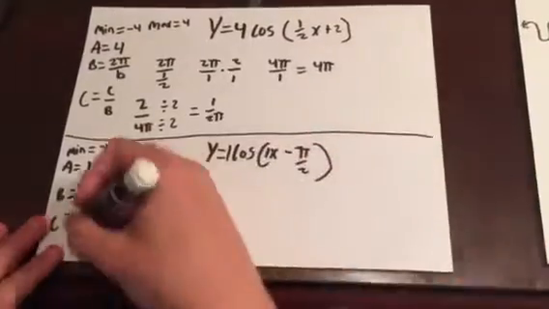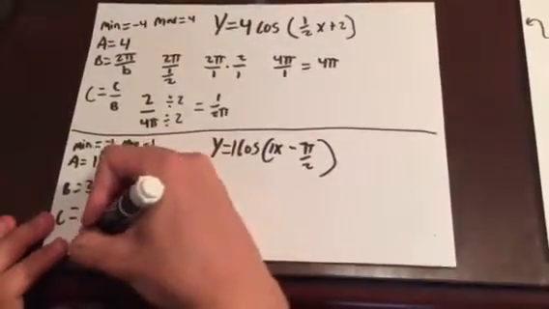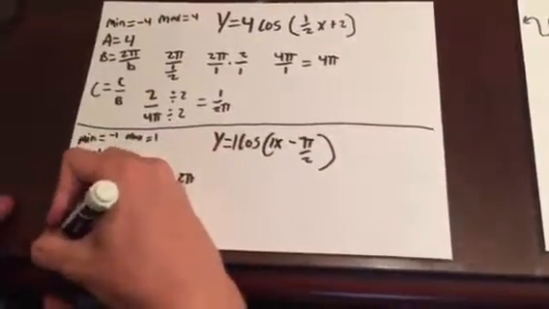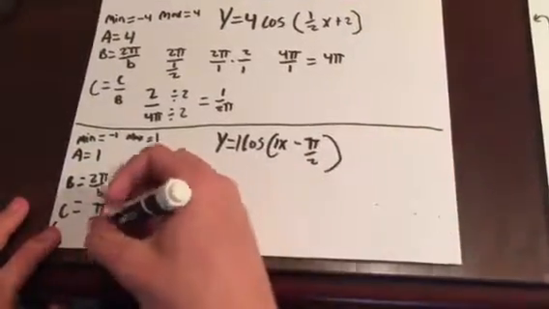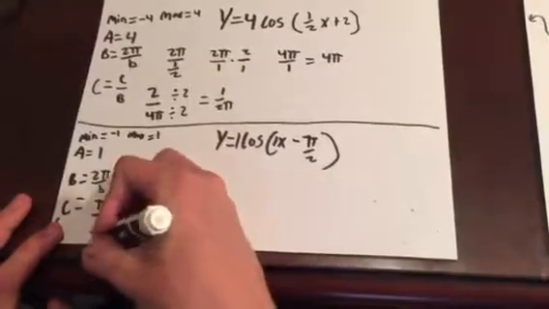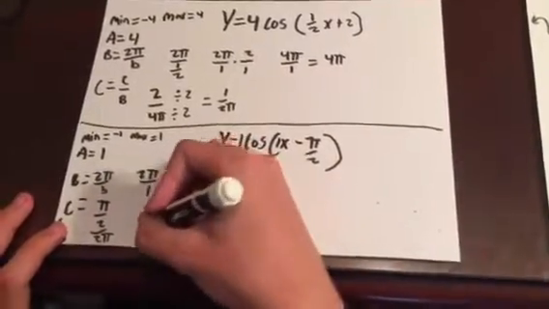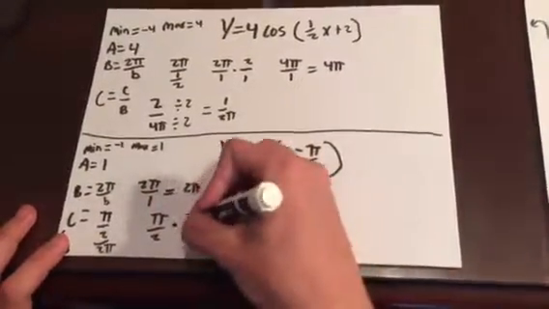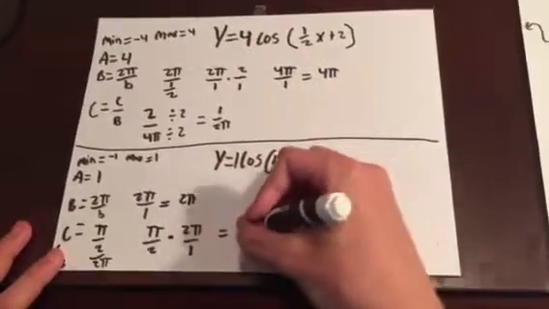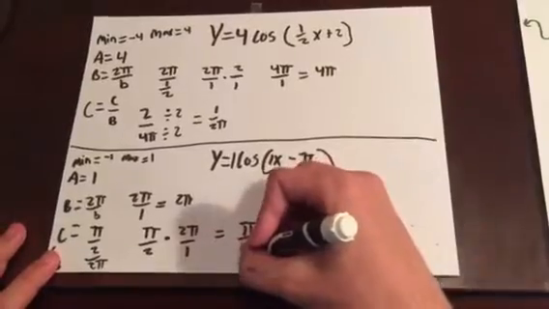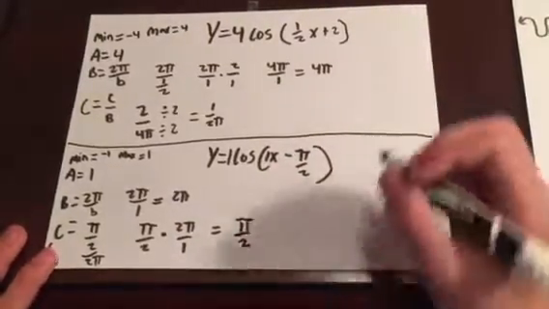We have our phase shift, so we have pi over 2 over our b. The formula is c over b. So we take our c in this case is pi over 2. Put that over 2 pi. When we multiply fractions, we will wind up with pi over 2. Okay?